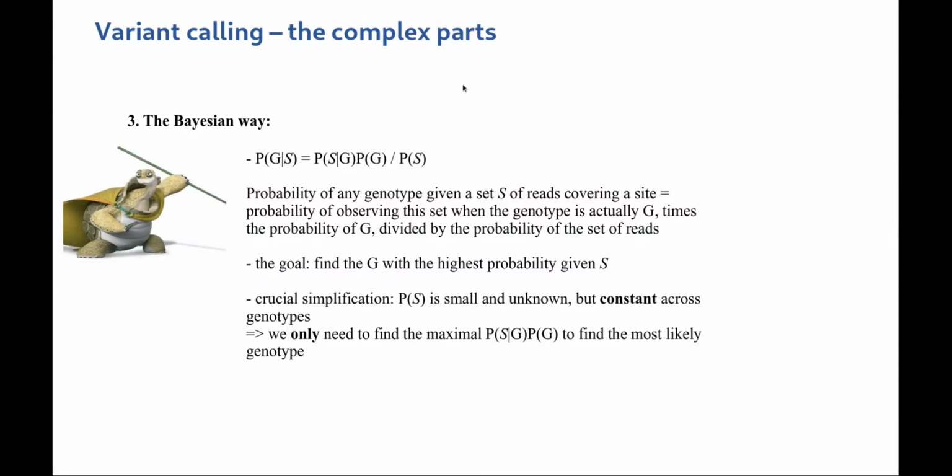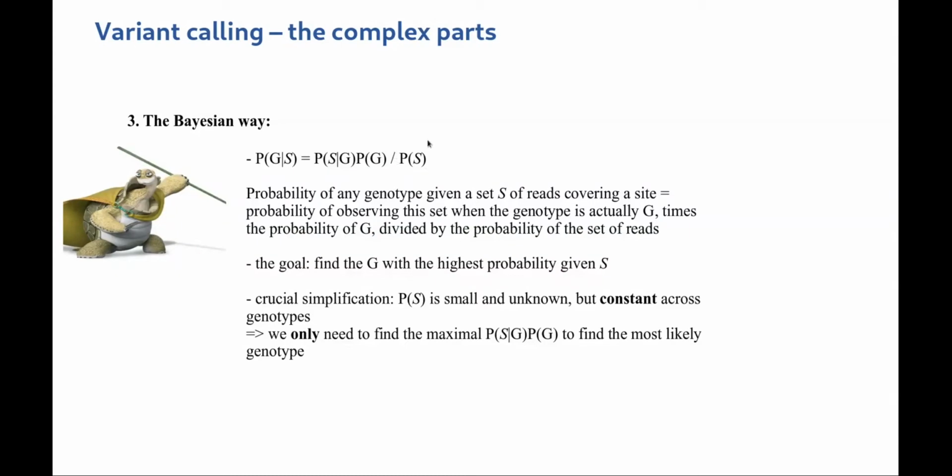There's one crucial simplification that we can do right away in such an algorithm, and that is that the unconditional probability of observing the set of reads we observe is of course always small, because there's nearly endless possibilities what kinds of reads we could observe, and it's also unknown. But what we know is that it's constant across genotypes, because it's not conditional on the genotype.